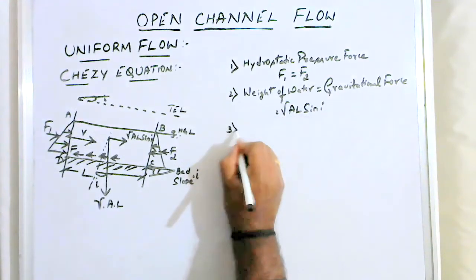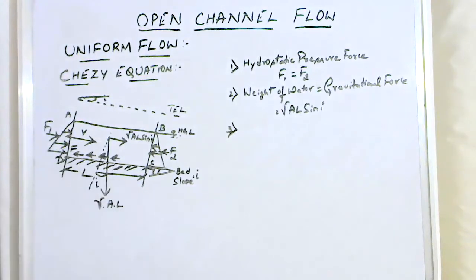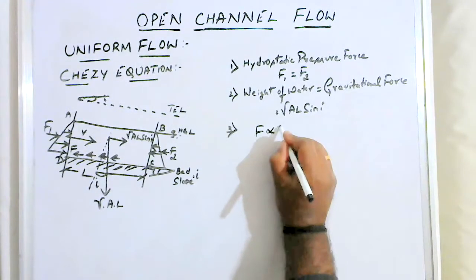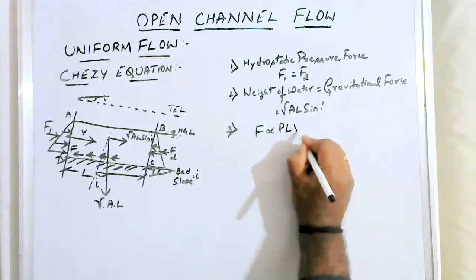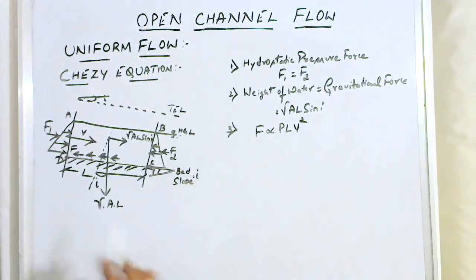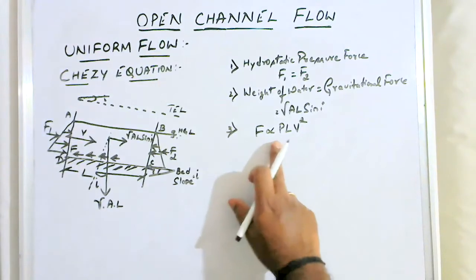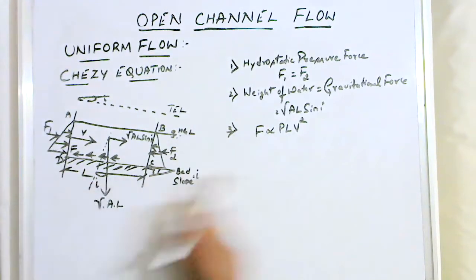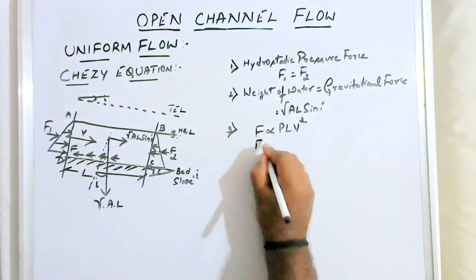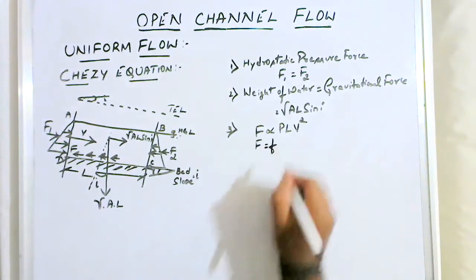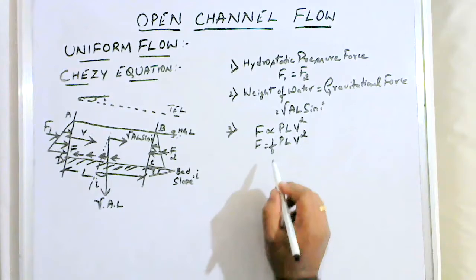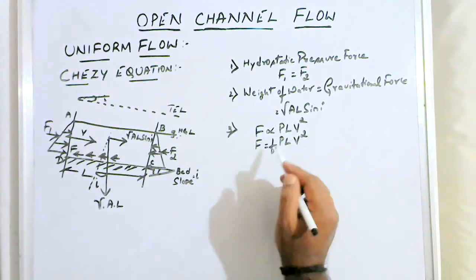The third and very important force is the resistance offered to the flow. That resistance F is directly proportional to the wetted perimeter P, the length of the channel L, and the square of the velocity of the flow. Usually a frictional resistance will be developed which is directly proportional to the wetted perimeter P, which I explained in the previous video. L is the length of the channel between these two sections, and V is the velocity. If I remove the proportionality symbol, I have to add a constant, small f, so it becomes F equals small f P L V square. This f is a constant added in order to remove the proportionality symbol.